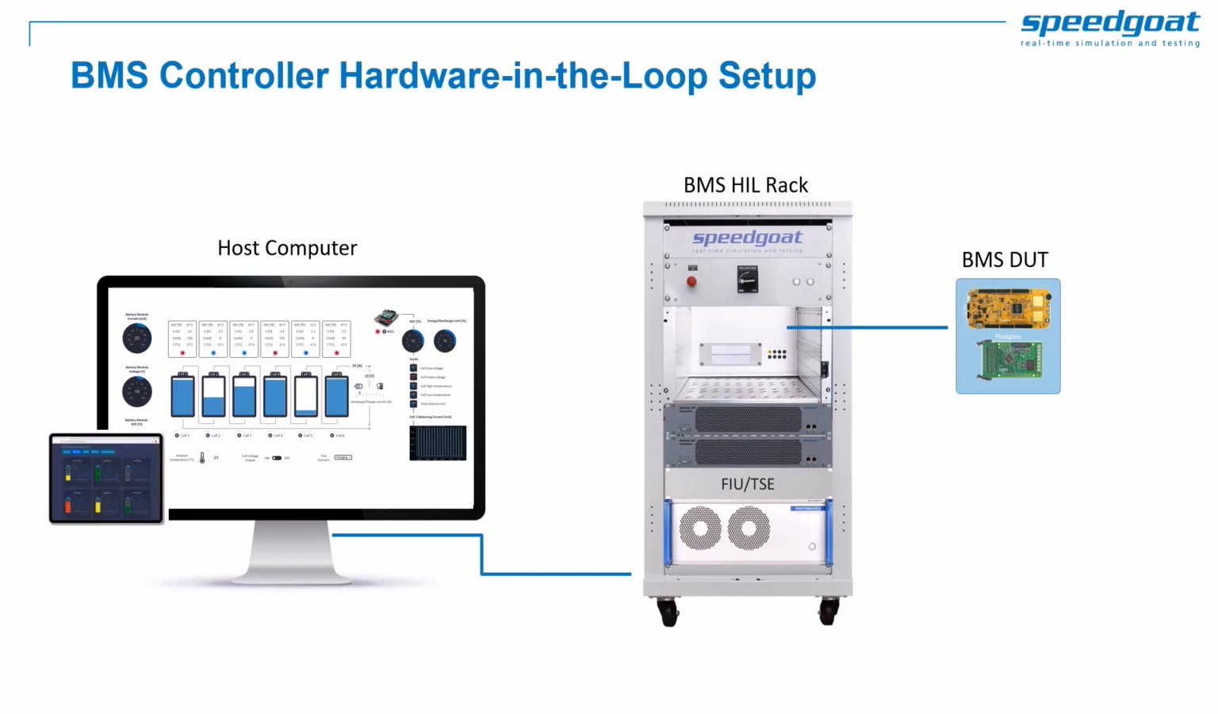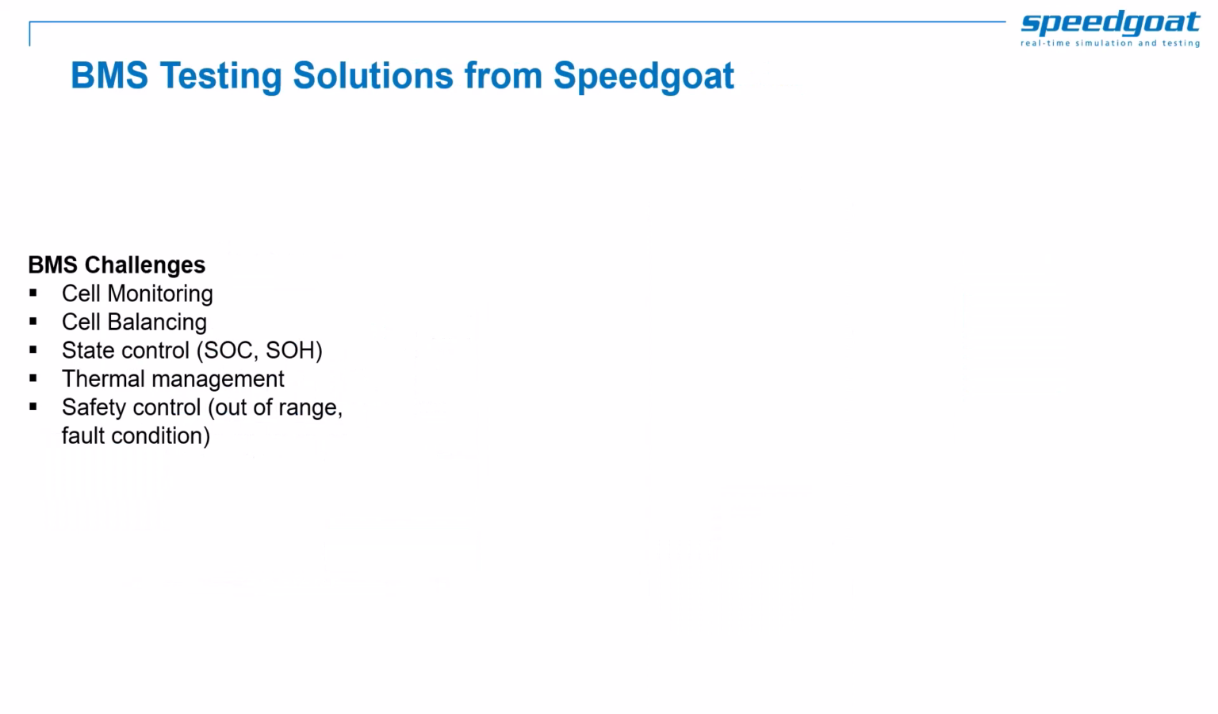One important aspect in both conventional aircraft development and VTOL or eVTOL development is the design of the batteries and battery management systems. Using the BMS controller HIL setup, you can configure the battery on your host computer and run the emulation on the connected BMS HIL rack. So, how can you test your batteries and BMS systems? The typical task would be to monitor or balance cells, control the state of health or the state of charge, and perform thermal management. Also, inserting faults is a rather large topic.